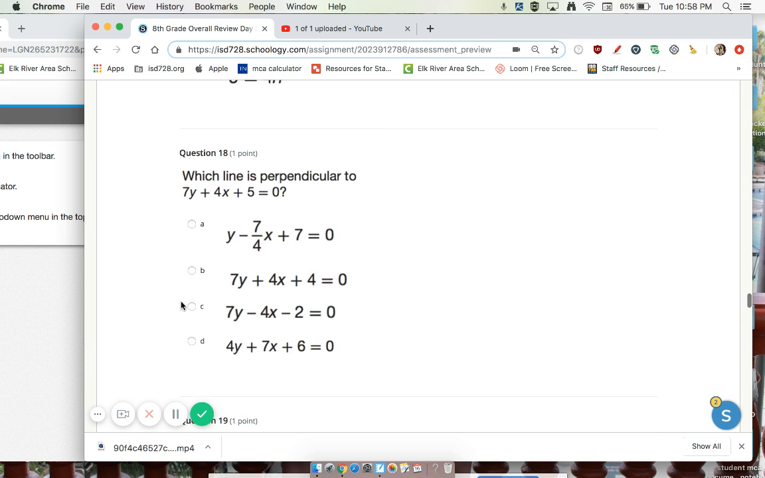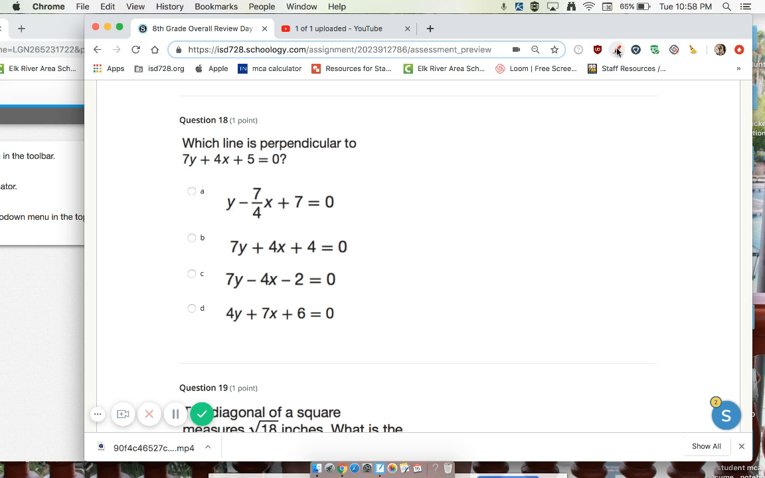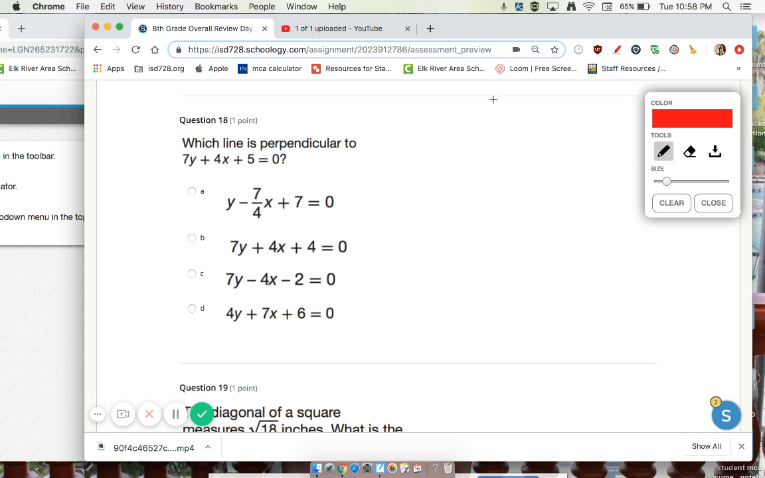Okay, number 18. Which line is perpendicular to this? All right, these always take a little bit of work. It's annoying, but again, you got nothing but time.